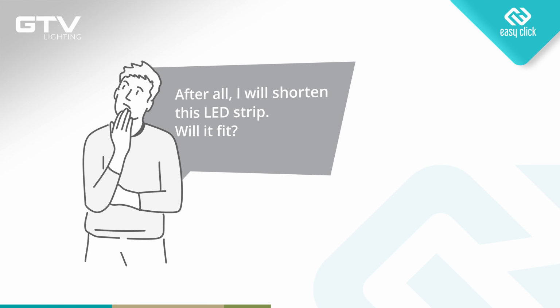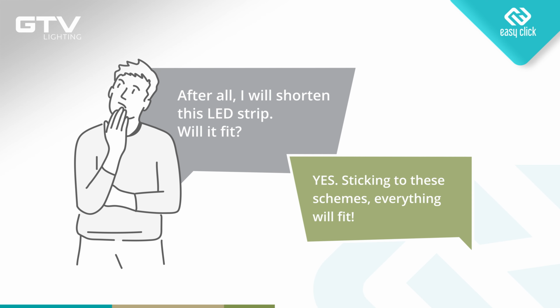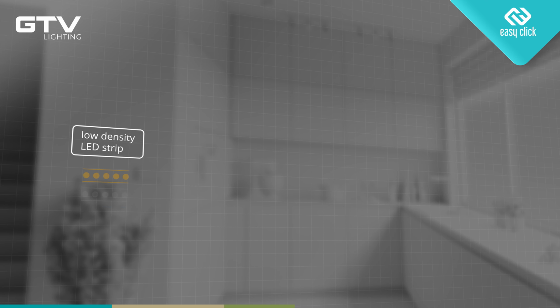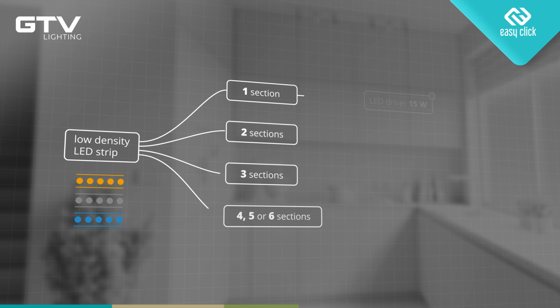You do not have to count, compare, or assume a power reserve in the EasyClick system. It is enough to stick to the selection patterns. Even if you shorten the LED strip, everything will fit together. See how simple it is on the example of the low-density LED strip.